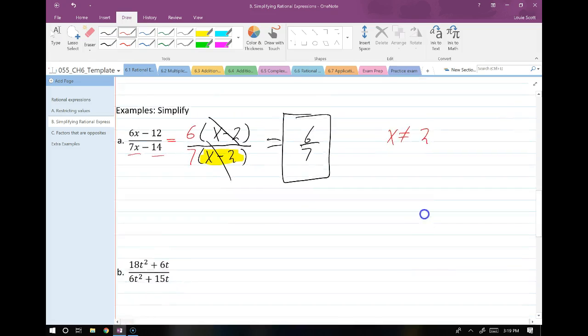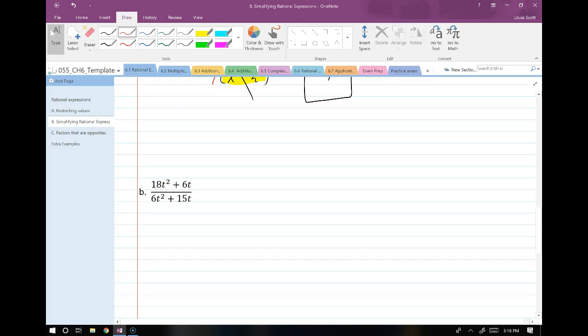All right, moving on. So this one, these are second degree equations, but I noticed that I have common terms in both of them. So I can likely factor out a common term from both, and then we'll see if we can take it further from there. So what should I factor out of this top equation here? 18t squared plus 6t. Good. 6t I will factor out, and I have 3t plus 1 remaining.